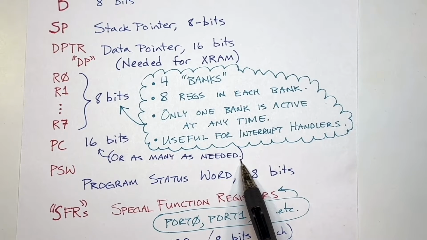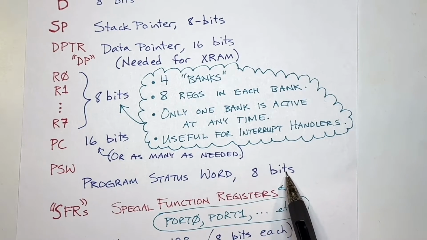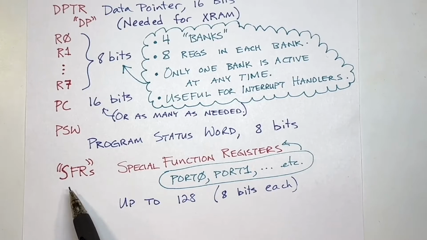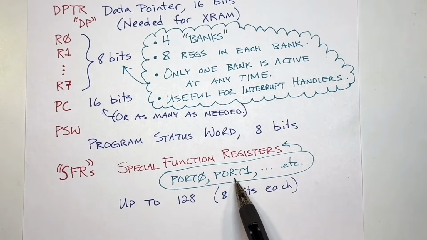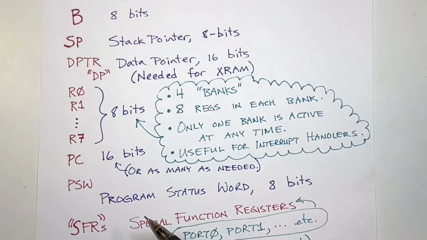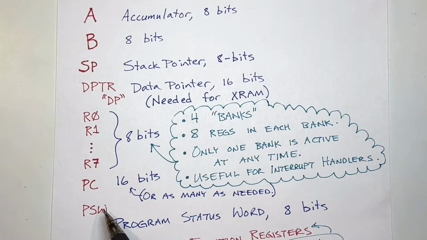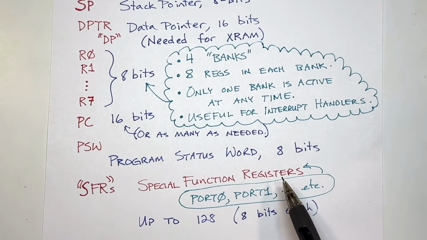In our case, it's only 8 kilobytes, so we don't need, I think it's 13 bits is all we need. There's a program status word, which is 8 bits. And finally, we have the special function registers. These include registers for the I/O ports. And in fact, all of these other registers occupy a space in the special function register area of memory.